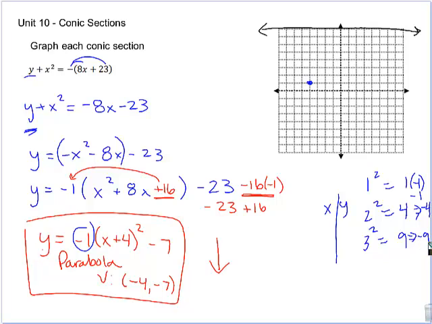So what this tells me is when I go a distance 1 away from my vertex, I go down 1. So 1 away, down 1. When I go a distance 2 away from my vertex, I'm going to go down 4. So 2 away, down 4. When I go a distance 3 away from my vertex, I will go down 9. So 3 away, down 9. And then you can connect those points and make your beautiful parabola.